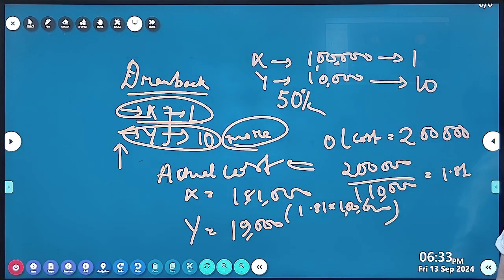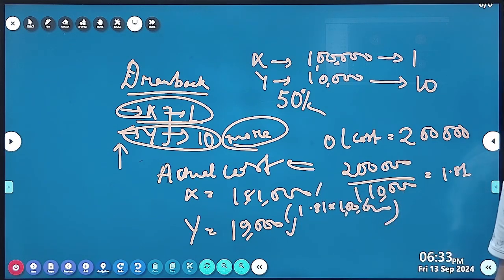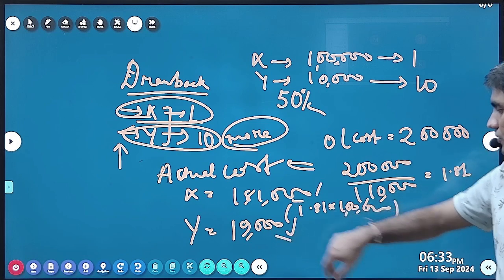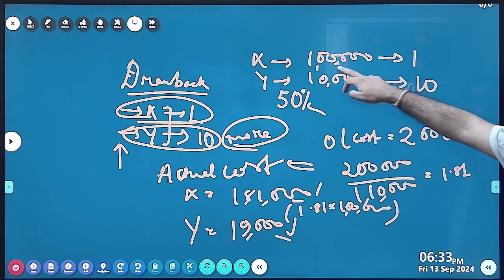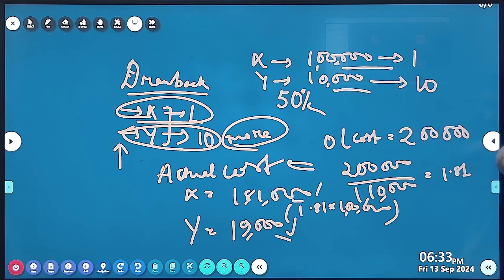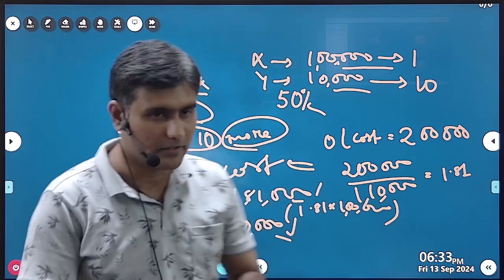However, Y requires setup 10 times and X requires setup only once. But how much are we allocating? We are allocating the cost more to X and less to Y, because 1 lakh units of X are produced and 10,000 units of Y are produced. Do you think it is more accurate? No, right? So if we use activity based costing, the results would have been different.